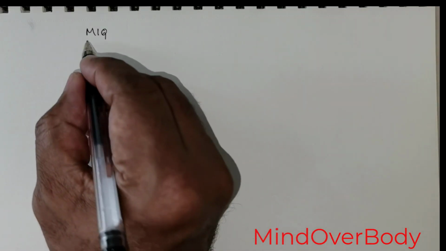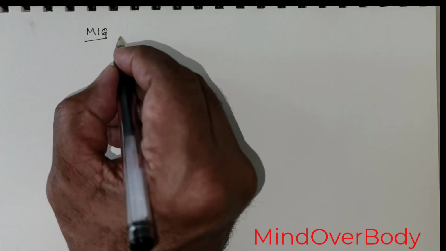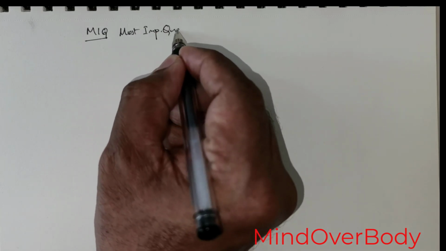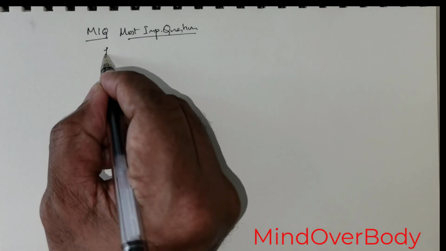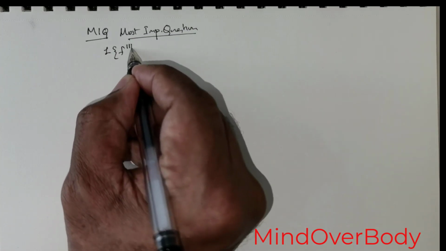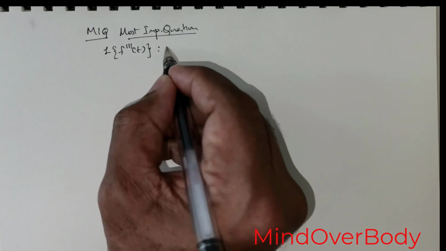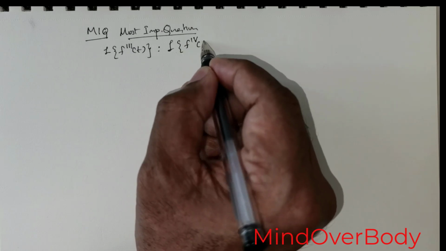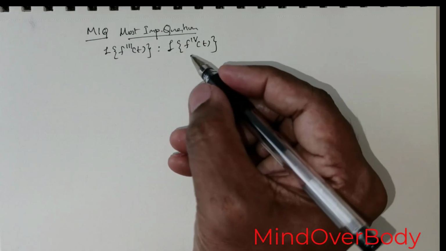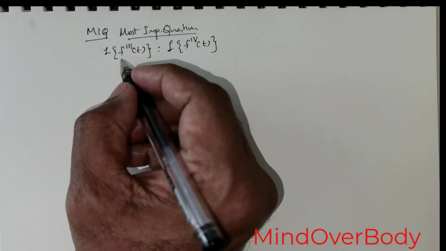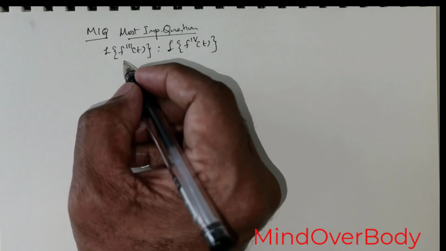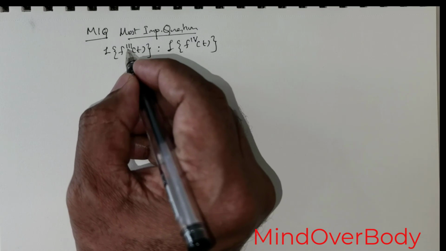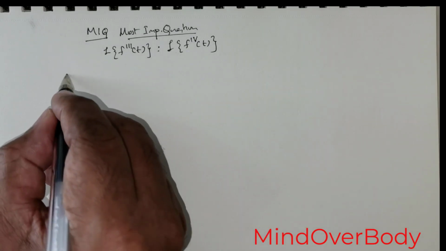Now students, the most important MIQ, which is known to be the most important question: what if they ask you to find the Laplace transform of f triple dash of t? What if they ask you to find the Laplace transform of the fourth differential of f of t? And so on and so forth. If they ask you the Laplace transform of f triple dash of t, you cannot be indulging in solving these things because it will take a lot of time, depending upon the order that they give.